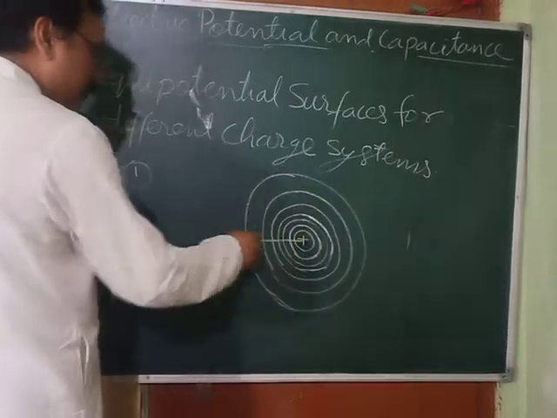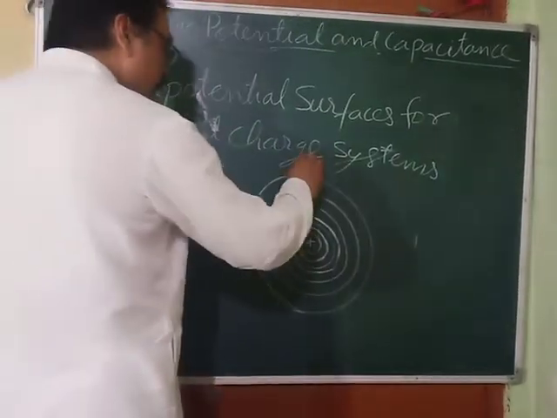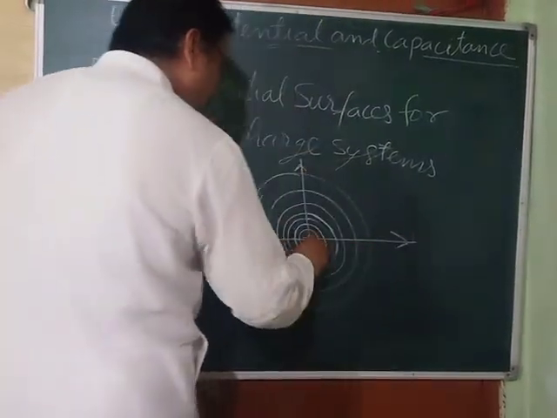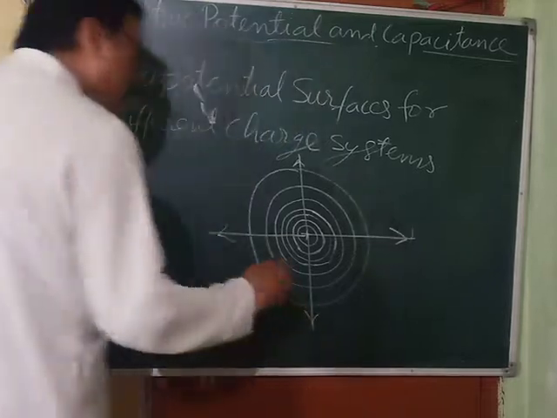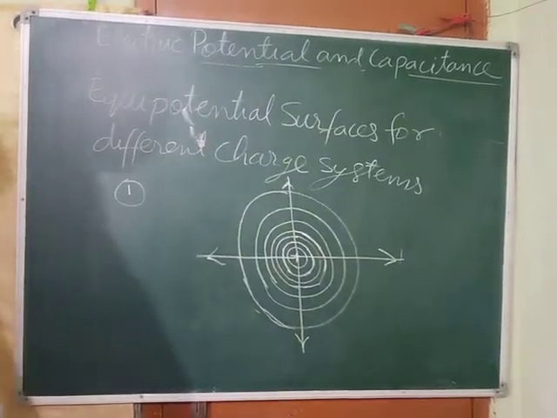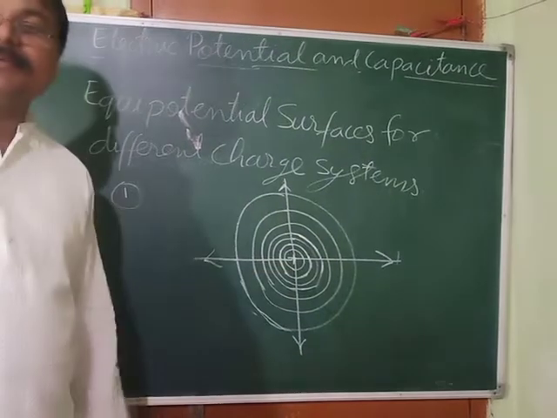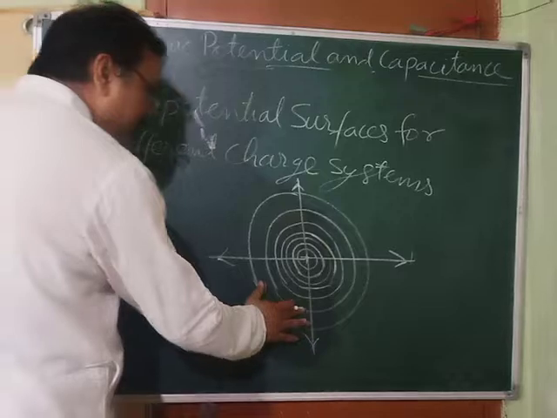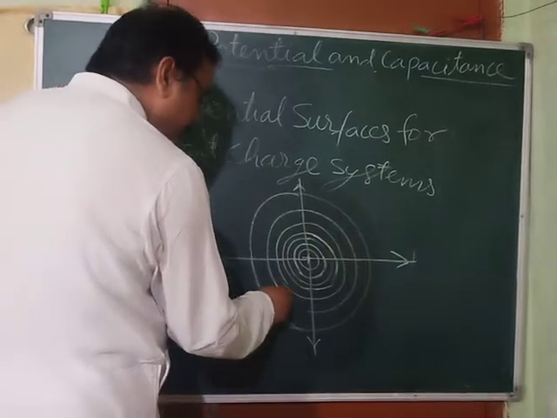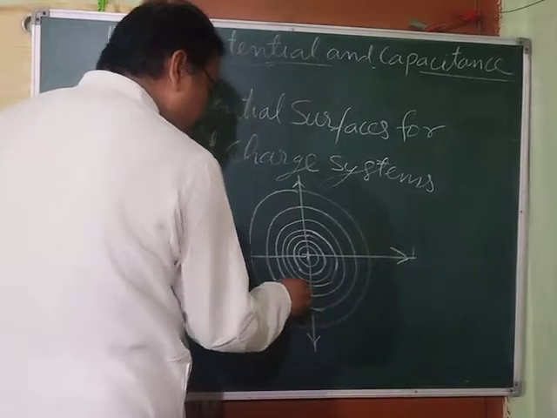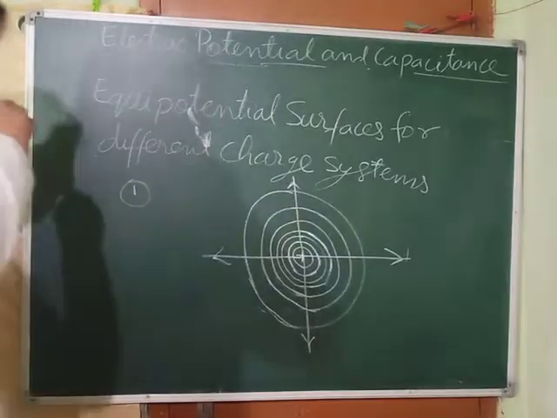Now we can draw the field lines also. They will be directed outward, perpendicular to the surface. Only 4 is enough. So this will be the pattern of equipotential surfaces for a positive charge. It should be circular, perfectly circular. Here it appears to be a little bit oval, but you can use a compass to draw it perfectly circular.